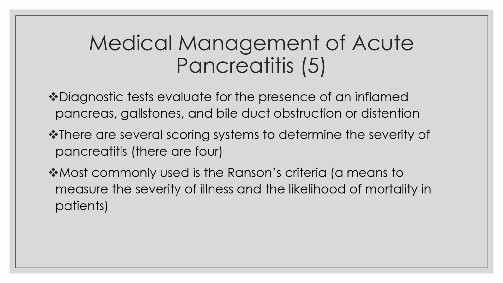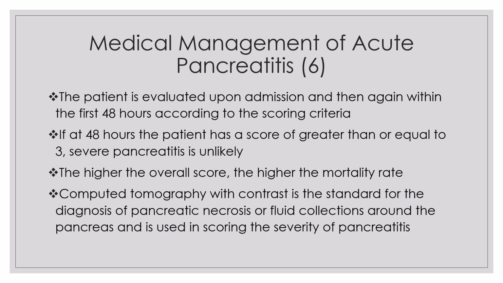There are several scoring systems to determine the severity of pancreatitis. There are 4. The most commonly used is the Ransom's criteria, and this is a means to measure the severity of illness and the likelihood of mortality in patients. The patient is evaluated upon admission, and then again within the first 48 hours according to the scoring criteria. If at 48 hours the patient has a score of greater than or equal to 3, then severe pancreatitis is likely. The higher the overall score, the higher the mortality rate.